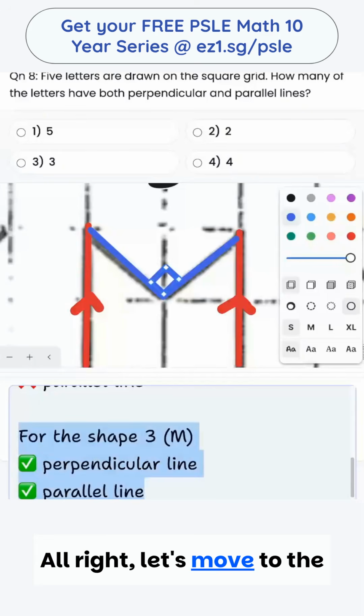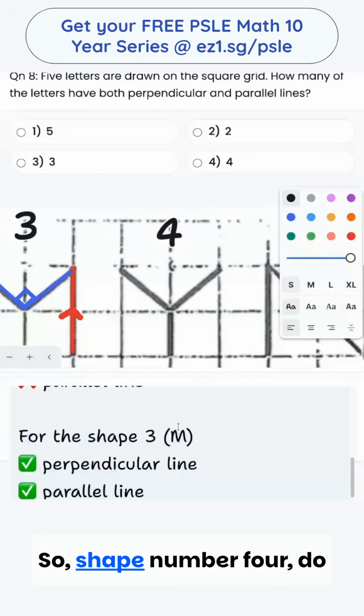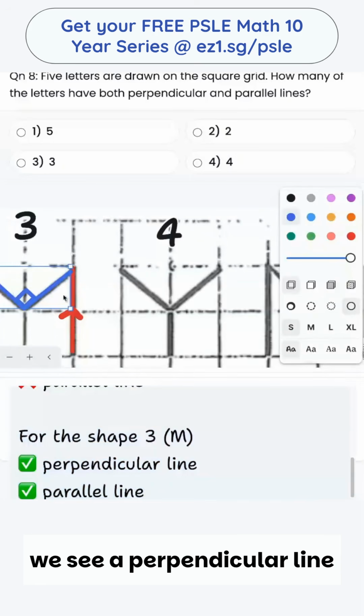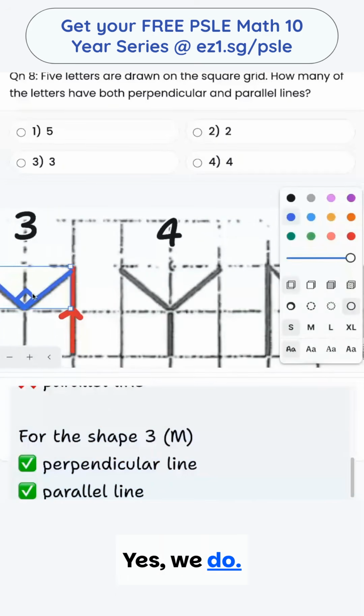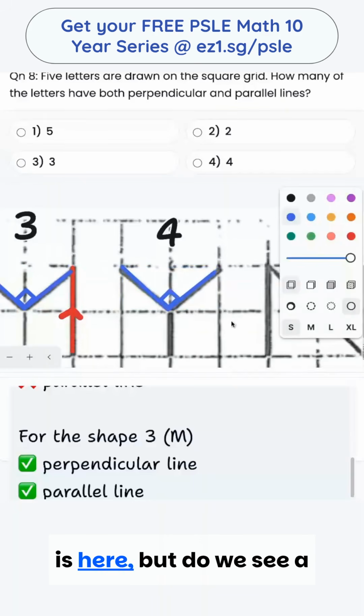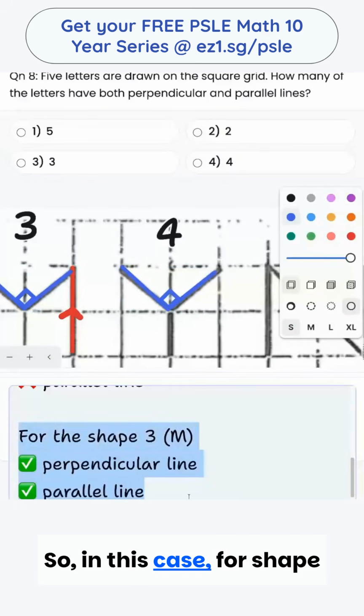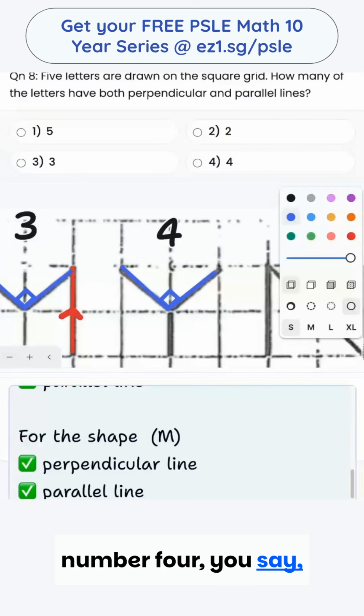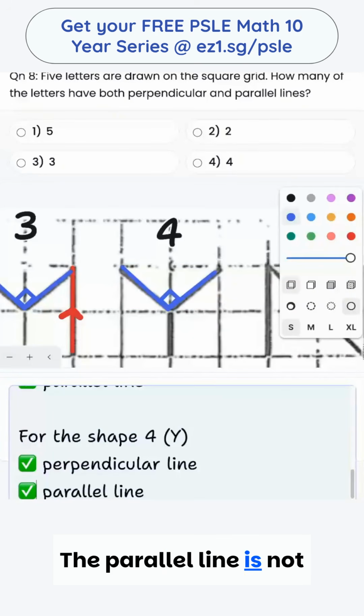All right, let's move to the next shape. So shape number 4, do we see a perpendicular line? Yes, we do. The perpendicular line is here, but do we see a parallel line? No, we don't. So in this case, for shape number 4, which is a Y, the parallel line is not found. So we're going to give a cross.